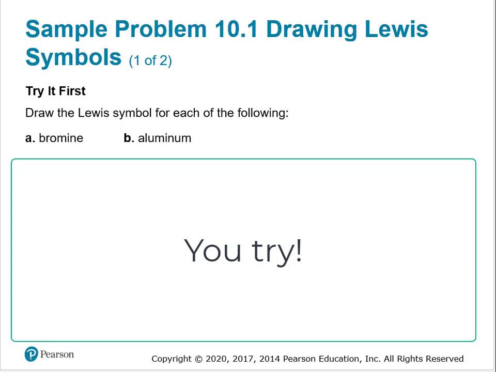All right, we have got some end of the chapter practice problems to do with each other. So let's draw the Lewis symbol for each of the following: bromine and aluminum. Pause the video here.